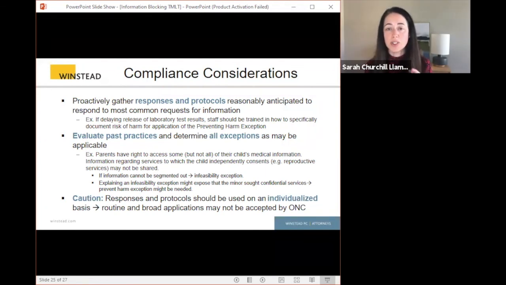So like I said on this last bullet, just a caution: responses and protocols, you should have them, and you can have language pre-drafted so that you can make this easy and clean and high-quality documentation. But all of the evaluation of the exception and whether it's applicable needs to be done on an individualized basis. So routine and broad applications may not be accepted by the ONC.